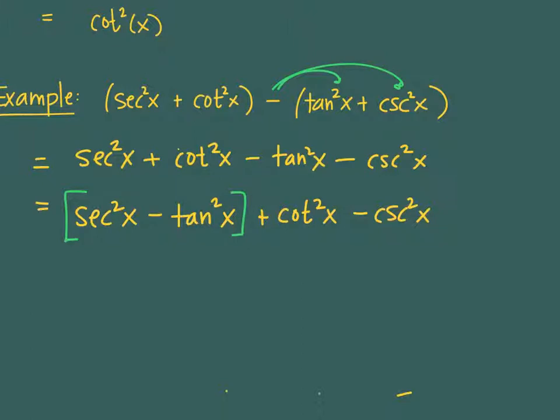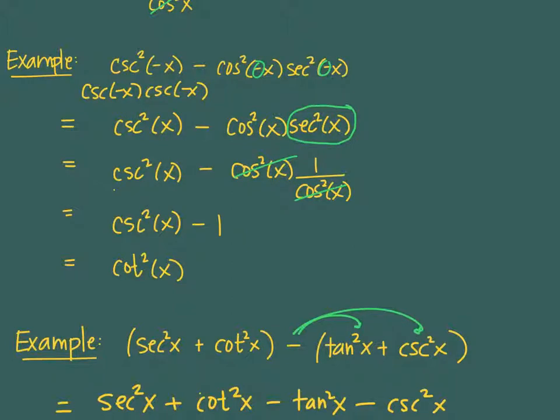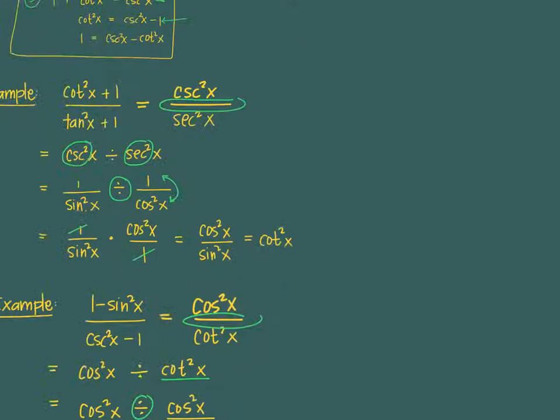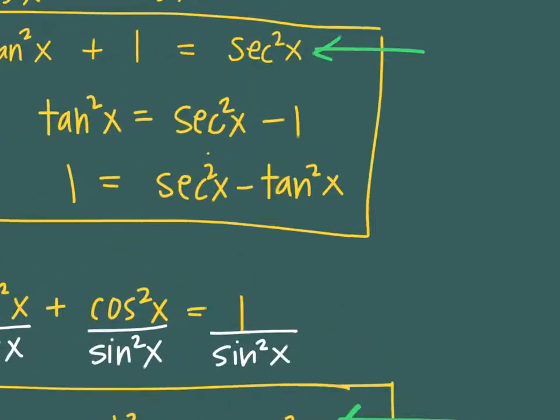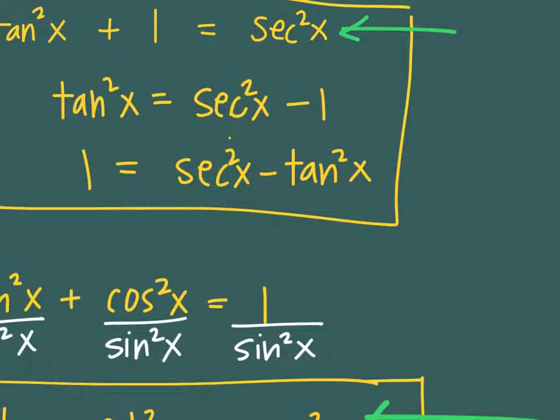These two, secant squared x minus tangent squared x. If I scroll back up, and maybe you're going to want to have these on a separate piece of paper or something, but if I look back up here, here it is right here. Secant squared x minus tangent squared x. In that order, paired together, what are they replaced with? The number 1.